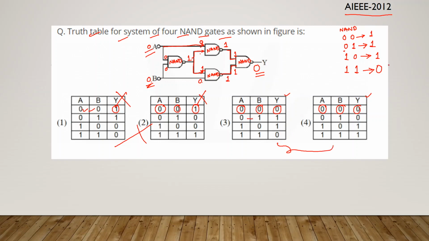Now let us apply the second input, 0 and 1. Now I am applying here 0. I am applying 1 here. Now this 0 is applied here. Now this 1 is applied here. Now 0 and 1 is applied here. Here it will be 1. What is the output for 0 and 1? The output will be 1 here, 1 here.